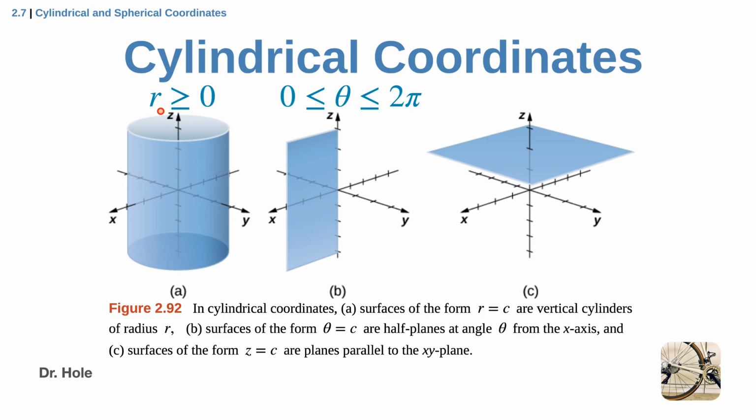If r is non-negative and we fix theta, if we take the equation theta as a constant, we're free to move in this direction away from the z-axis, but only in one direction, in the positive direction, not in the negative direction. Hence, theta equals c is a half plane. Nice.